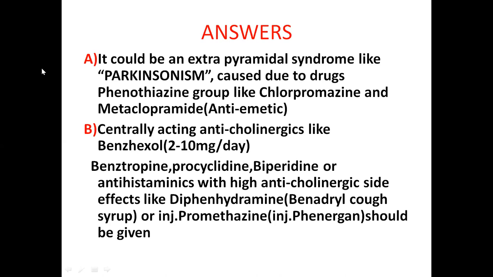Then the other drugs: benztropine, procyclidine, biperiden, or antihistaminics with high anticholinergic side effects like diphenhydramine, useful as a Benadryl cough syrup, or injection promethazine, that is the injection Phenergan, should be given to correct this condition. Benzhexol, benztropine, procyclidine, biperiden, or antihistaminics like diphenhydramine or injection promethazine, available in the market as injection Phenergan.